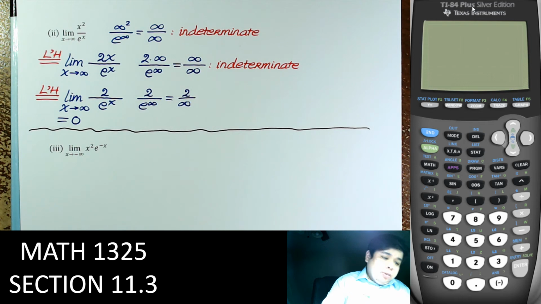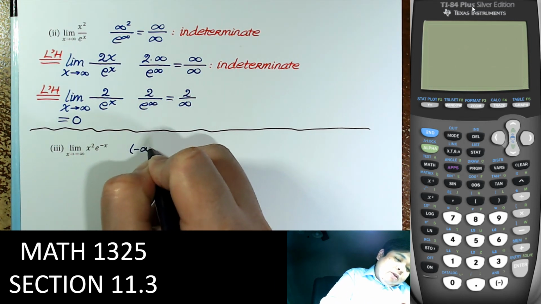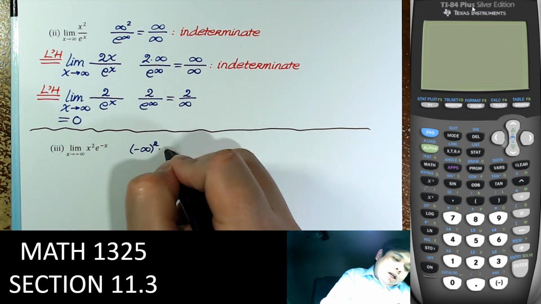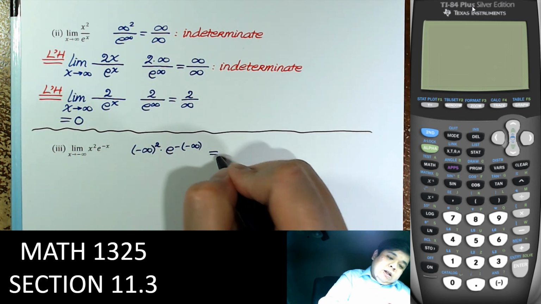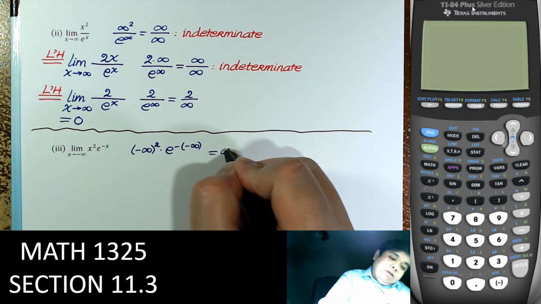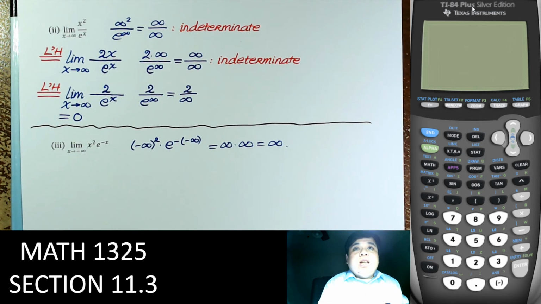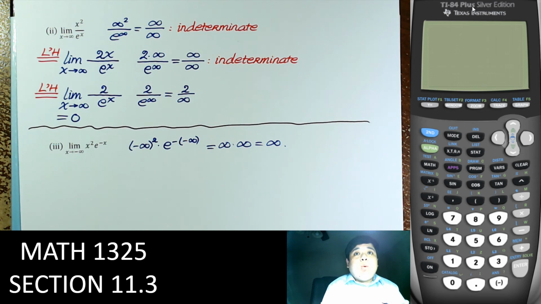So, of course, if we put in negative infinity, we have negative infinity squared times e to the negative infinity. By the way, that is infinity and that is infinity. So this is not an indeterminate form, and we just have infinity.